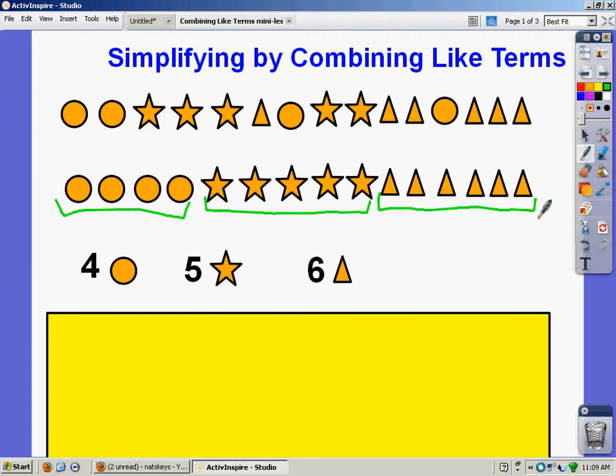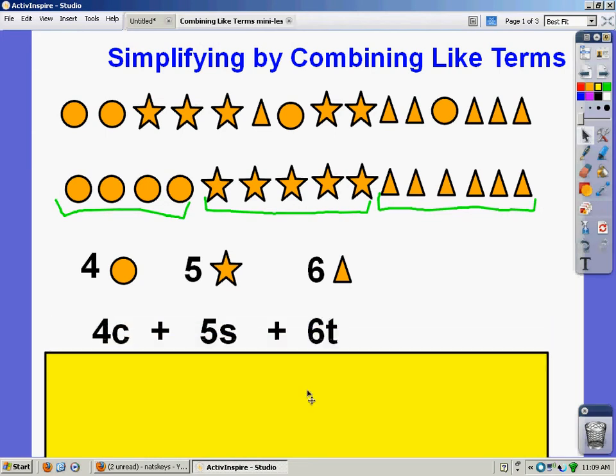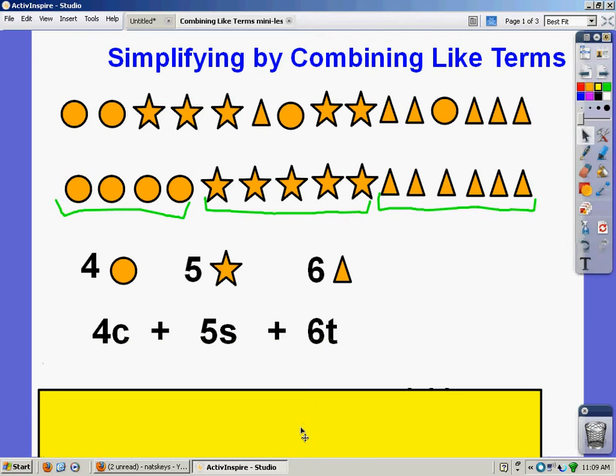And again, we can simplify this a little further by, say, instead of writing a picture of a circle, a picture of a star, and a triangle, we could just say, hey, letter C will represent circle, letter S will stand for star, and letter T will represent a triangle. So we can rewrite what we started with in a much more compact and efficient way: 4C plus 5S plus 6T.